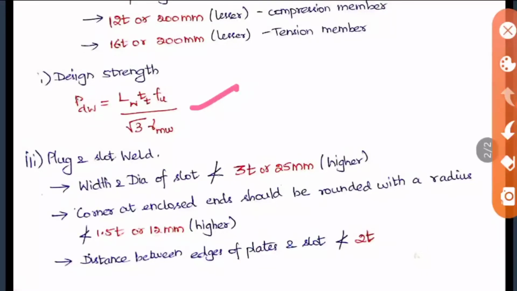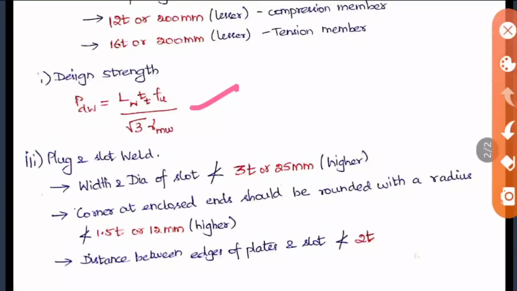So now let us go for the plug and slot weld. So for these types of weld, the complete or detailed specification is not given. So only knowing these 3 important points is enough for the plug and slot weld. So here the width and the diameter of the weld should not be less than 3 times the thickness of the plate, or 25 mm, whichever is higher.